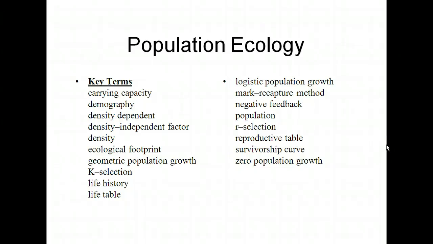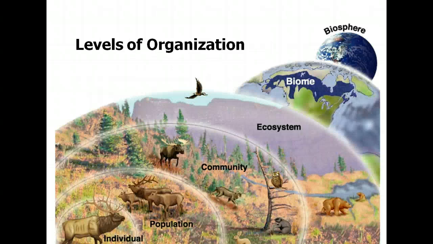AP Biology, first quarter review, part 2. In this part, we're going to go through population ecology, community ecology, ecosystem ecology, and the biosphere. Remember that ecology studies everything from individuals up to the biosphere.